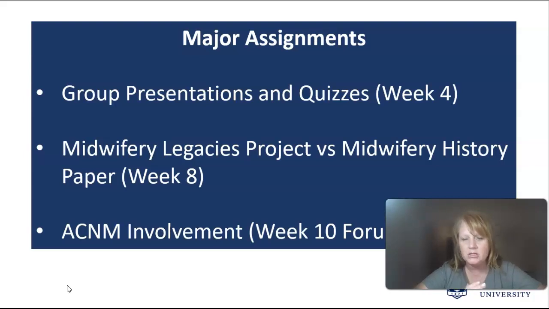An additional optional project would be the Midwifery Legacies Project. They did have this project closed during COVID, and I currently have an email out to the ACNM Foundation about this. But what that entails is for students that are members of the ACNM, you can contact the ACNM and they will connect you with a senior midwife. And then you will interview that midwife and then write a brief essay about your interview.